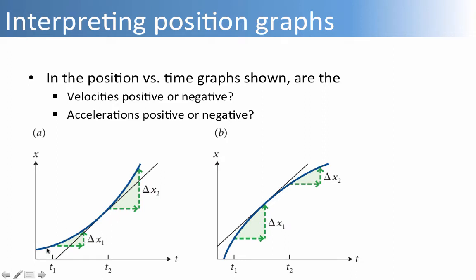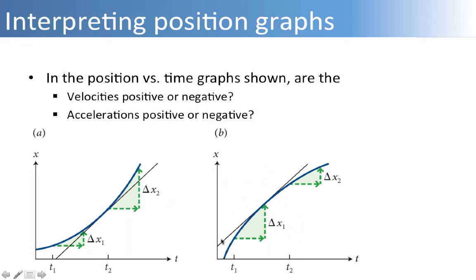In this one here on the left, the slope is positive in the middle. It seems to be positive here, positive, positive, positive, still positive. The change in position with some interval of time is increasing, but it's positive. The slope is positive. So the velocity is definitely positive.